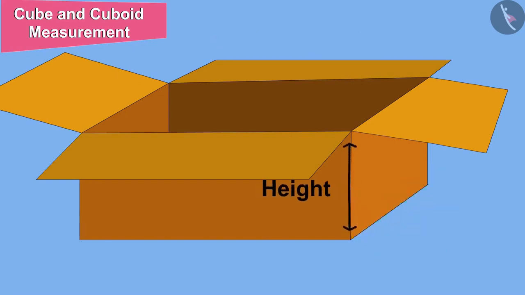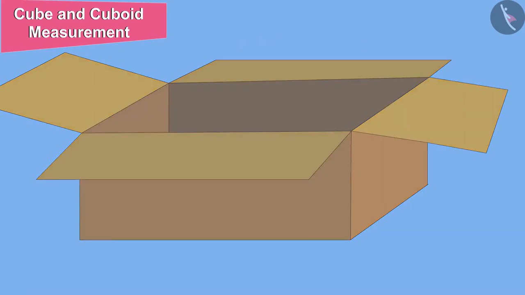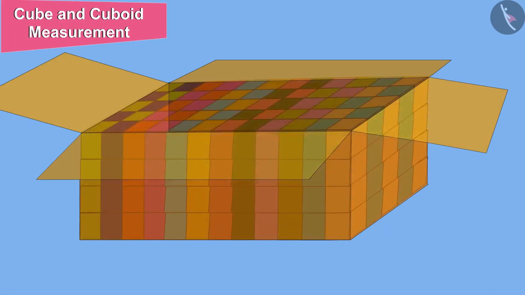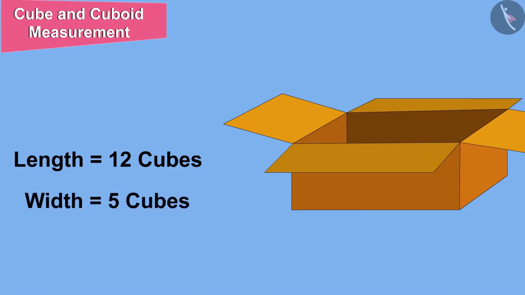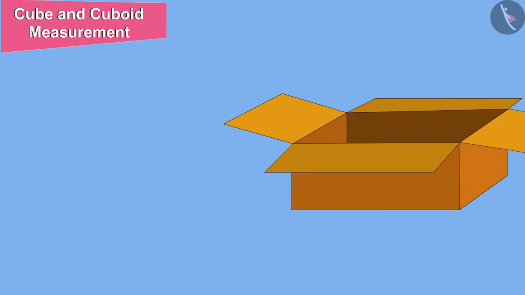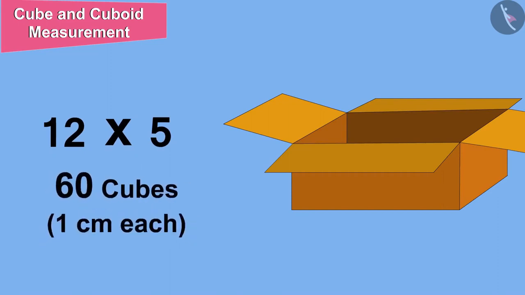And the height of the cuboid-shaped box is 4 centimeters, which will be equal to 4 cubes of dimension 1 centimeter each. This means that this box will have 4 layers made up of cubes of dimension 1 centimeter each. There will be 12 cubes in the length of the box and 5 cubes in the width. Therefore, one layer of the cuboid-shaped box will have 12 times 5, 60 cubes of dimension 1 centimeter each.